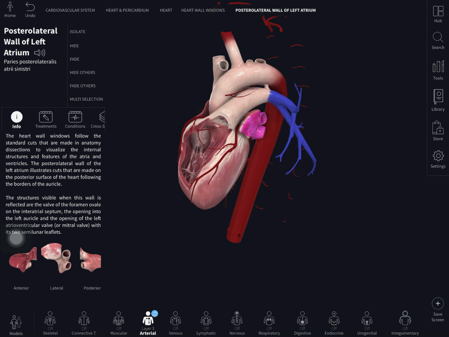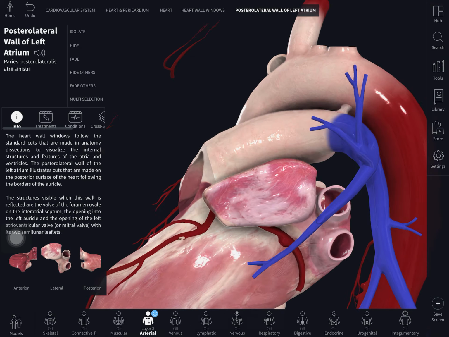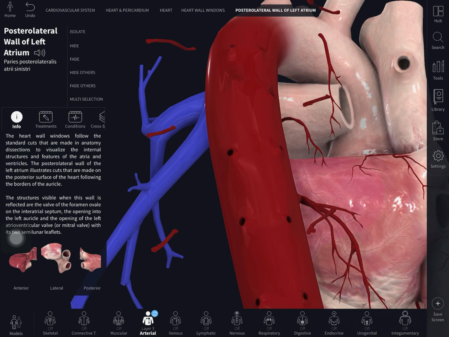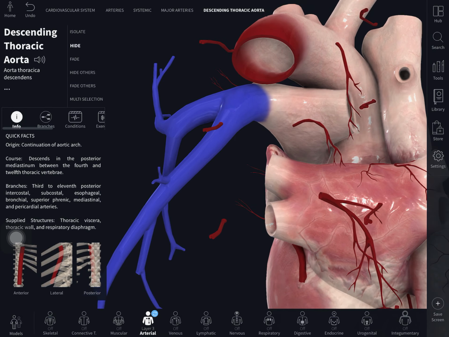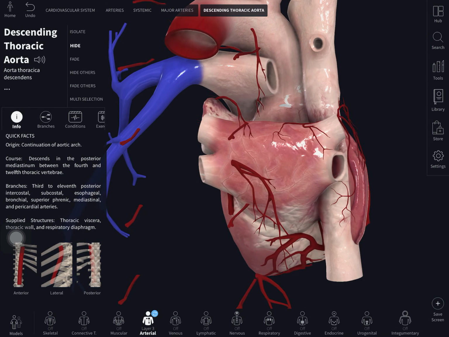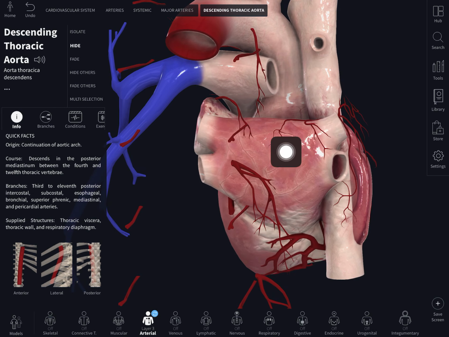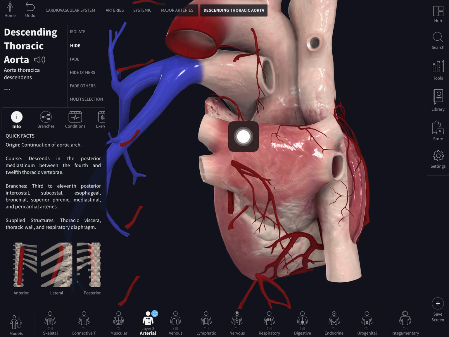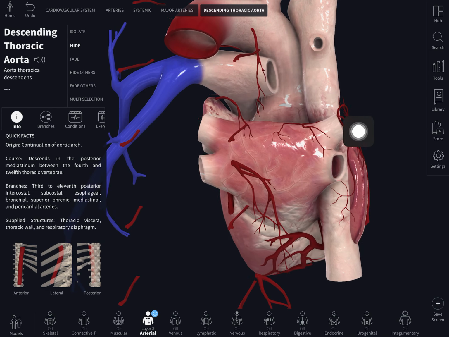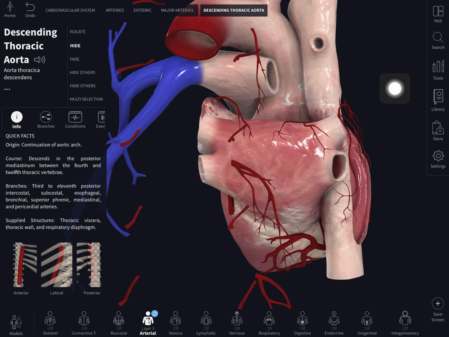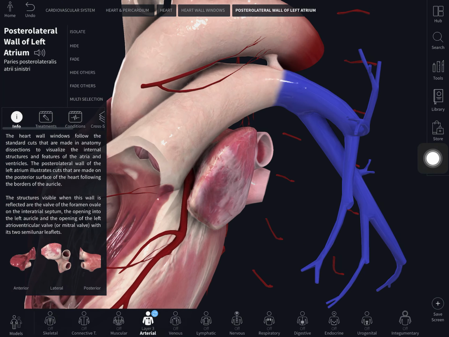If you see here, this is the left auricle of the left atrium. If you see the openings of the left atrium, I will remove this aorta. Then you can see these are the two pairs of pulmonary veins opening. You can see 1, 2, 3, 4. All these are openings of the pulmonary veins, which bring oxygenated blood from the lungs towards the left atrium.